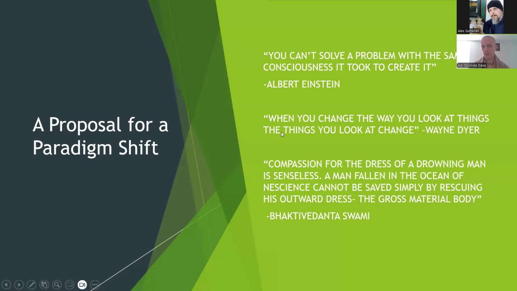Albert Einstein was quoted saying, "You can't solve a problem with the consciousness that it took to create that same problem." Wayne Dyer is quoted saying, "When you change the way you look at things, the things you look at change." And one of my spiritual teachers, Bhaktivedanta Swami, Srila Prabhupada, is quoted saying, "Compassion for the dress of a drowning man is senseless. A man fallen in the ocean of nescience cannot be saved simply by rescuing his outward dress, the gross material body." These quotes are important to consider as we think about the importance of eco-villages and what they offer.